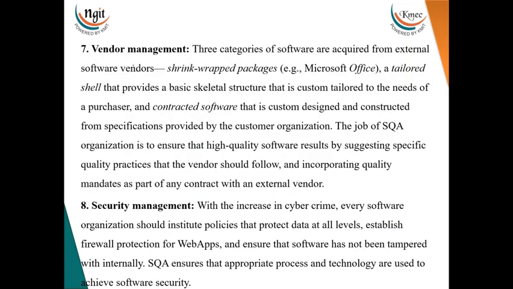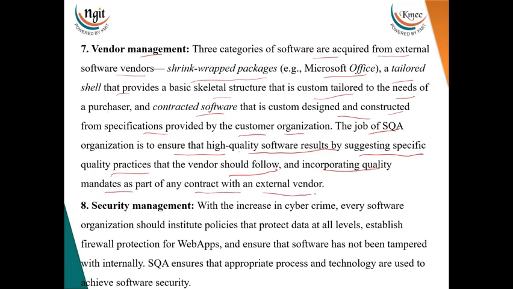Next is vendor management. Three categories of software are acquired from external software vendors. Shrink-wrapped packages, like Microsoft Office, which has everything in it, like Word, PowerPoint, and Excel. A tailored shell that provides a basic skeletal structure that is custom tailored to the needs of a purchaser. And contracted software that is custom designed and constructed from specifications provided by the customer organization. So the job of the SQA organization is to ensure high quality software results by suggesting specific quality practices that the vendor should follow and incorporating quality mandates as part of any contract with an external vendor.